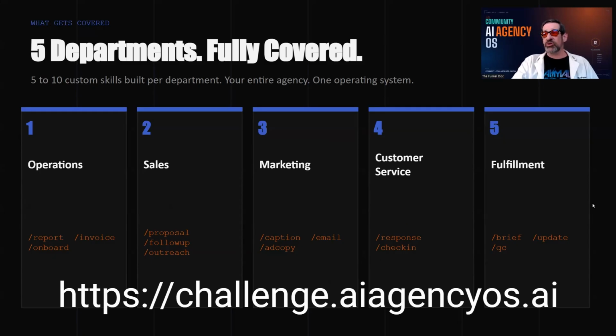And then you've got customer service and fulfillment. These are the 5 departments we're going to be focusing on when we're creating your own AI agency OS starting September 1st or starting June 1st. And then by the end of the week, you'll have your own AI operating system set up and ready to go.